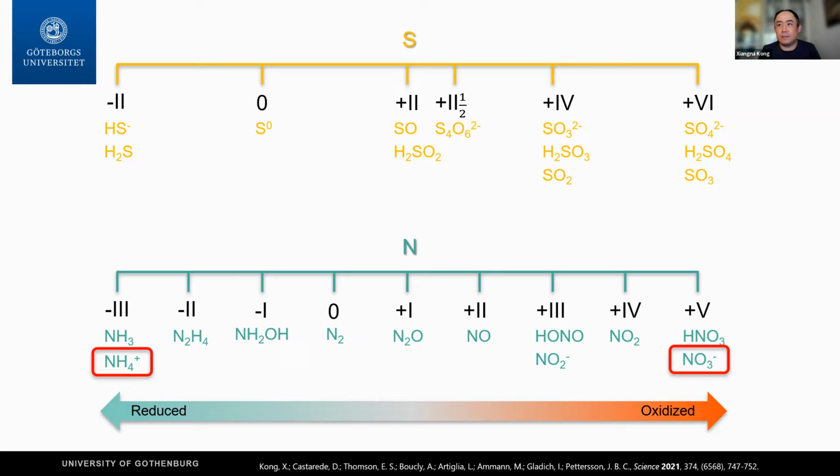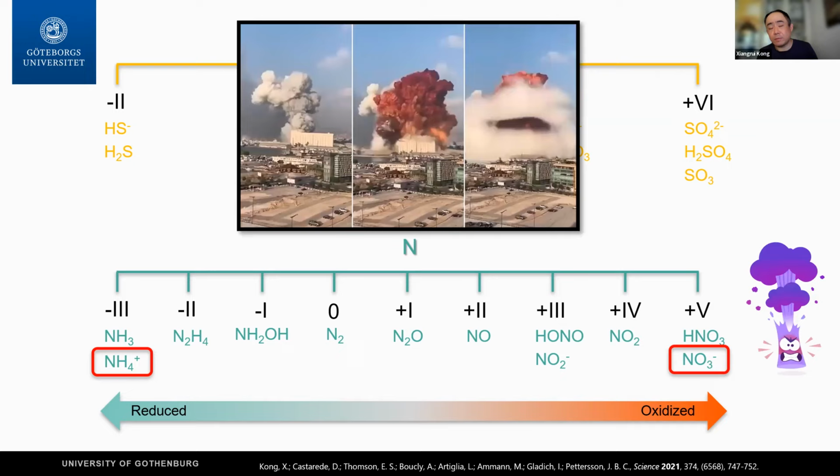Then we consider instead of the sulfate, we try to think of the nitrate instead. So what happens for this ammonium nitrate? Ammonium nitrate is a widely used fertilizer, and it should be stable. But I think we know that ammonium nitrate is not that stable. This is a picture from 2 years ago. That was the explosion in Lebanon. This was the explosion of ammonium nitrate.